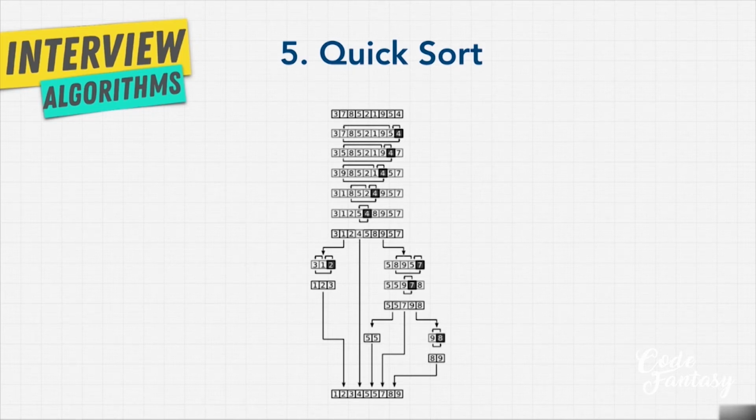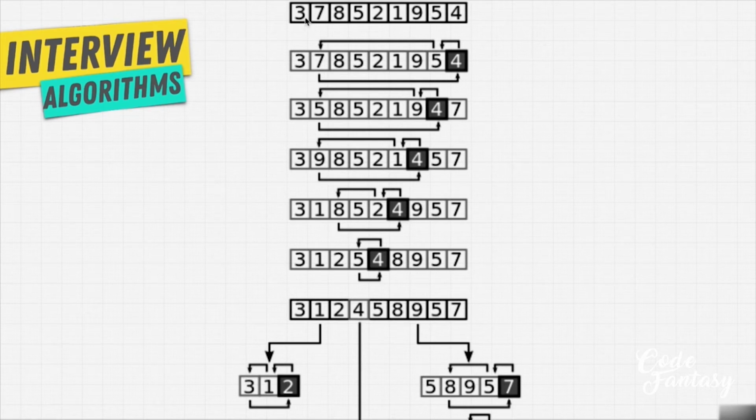I have a little diagram here. Let's say we have a list that looks like this. We have 3, 7, 8, 9, 5, 2, 1, 9, 5, 5, 4. What we do here is we pick a random pivot. Let's say that 4 is going to be our pivot. Once we pick this pivot item, we're going to say, all right, I want all numbers that are less than 4 to come to its left, and all numbers that are greater than 4 to come to its right.